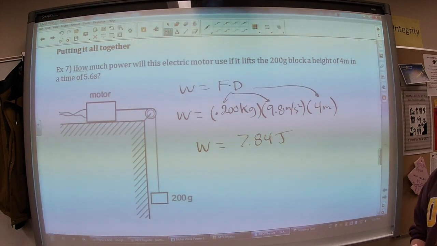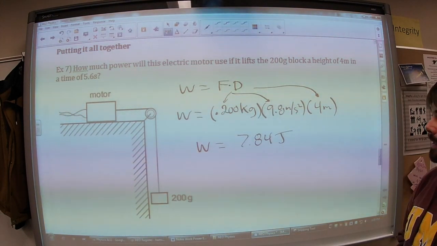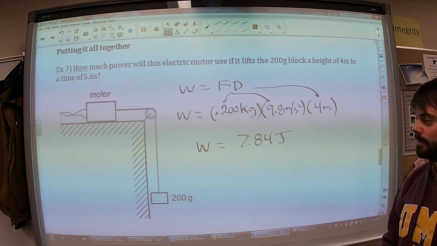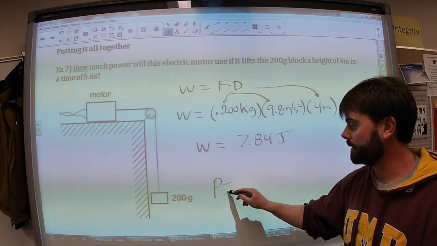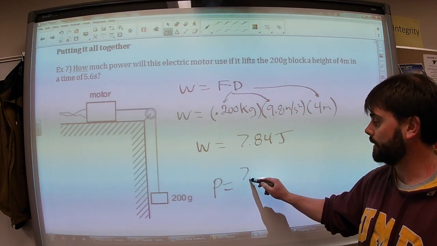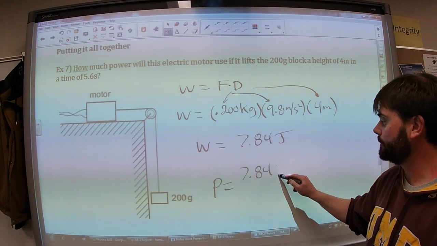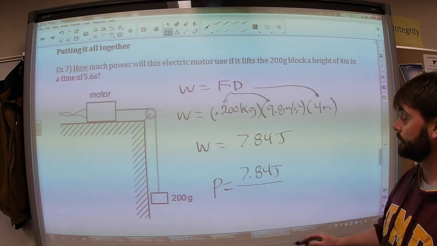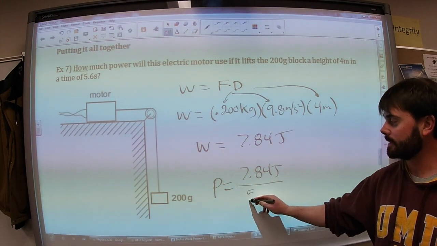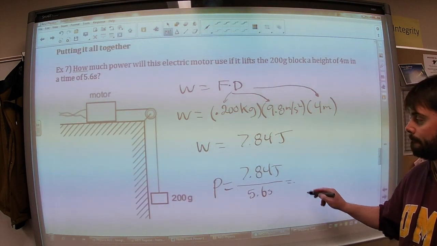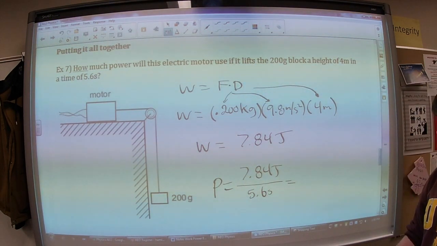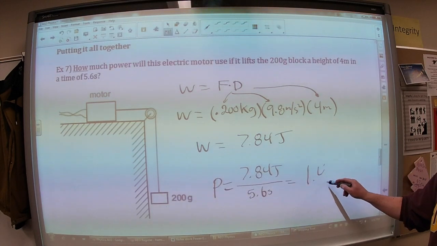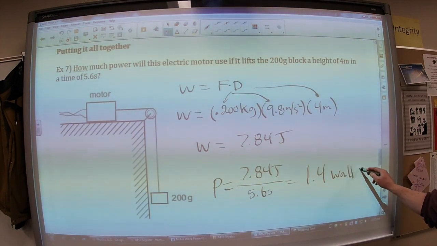Once we get work, again, a lot of the academic effort going into finding power is always to calculate work. Well, we know we got 7.84 joules, and the time that they give us for the motor to do this is 5.6 seconds. If you divide 7.84 by 5.6, I get approximately 1.4 watts.